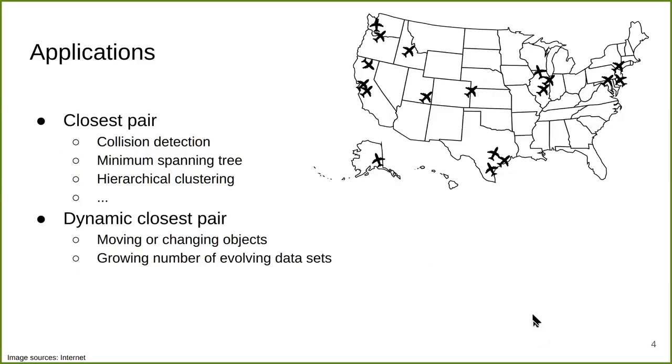There are numerous applications for the problem. The closest pair is very well studied in computational geometry. It is used for collision detection, linear spanning tree, hierarchical spatial clustering, etc. The dynamic closest pair is motivated by modeling moving or changing objects and the growing number of evolving data sets. So in a simulated scenario such as a video game or in real air traffic control, we can use the dynamic closest pair to model moving objects and objects that appear or disappear, while maintaining the closest pair to monitor potential collisions.